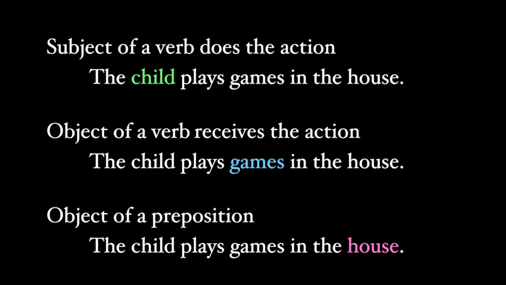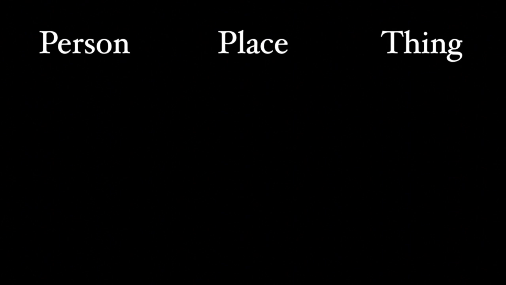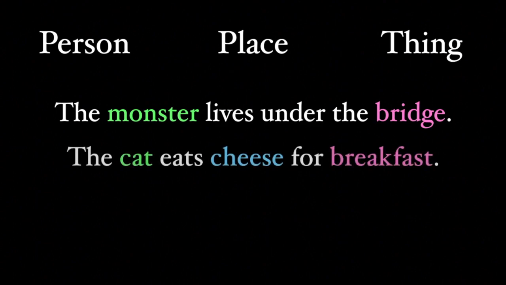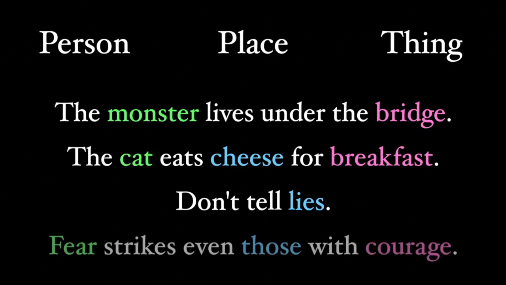Now let's put this definition to use. Our traditional definitions work well here. A person, place, or thing can easily be the subject or object of a verb, or in a prepositional phrase. The monster lives under the bridge. The cat eats cheese for breakfast. Don't tell lies. Fear strikes even those with courage.